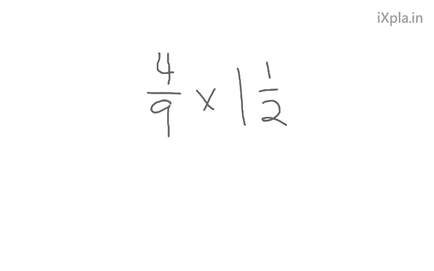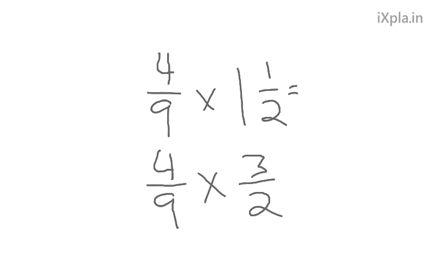Let's look at F. We have 4 over 9 times 1.5. Bring down the 4 over 9. 1 times 2 plus 1 is 3 over 2. We've got some cross-canceling that will take place on this one. 4 and 2. 2 goes into both 4 and 2. 2 goes into 4 2 times. 2 goes into 2 one time.